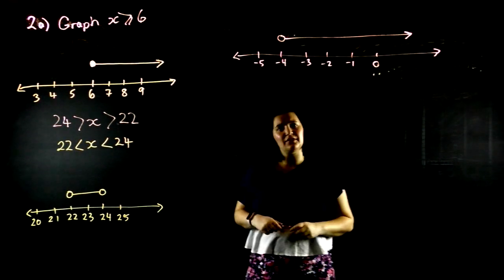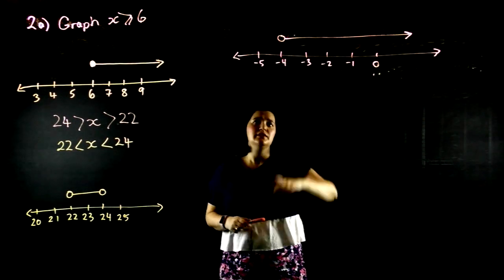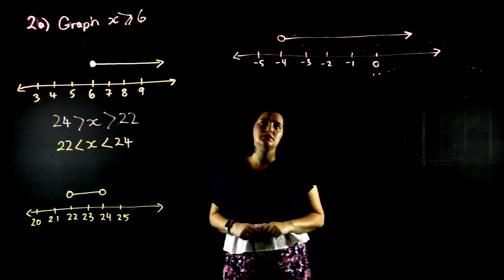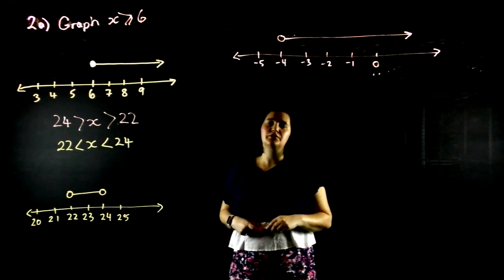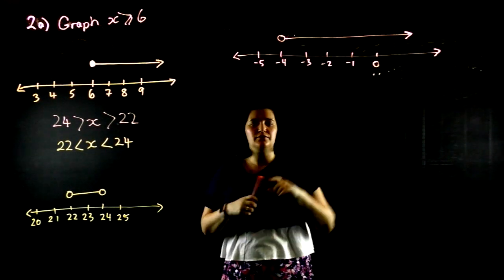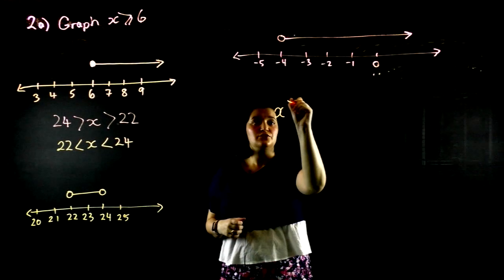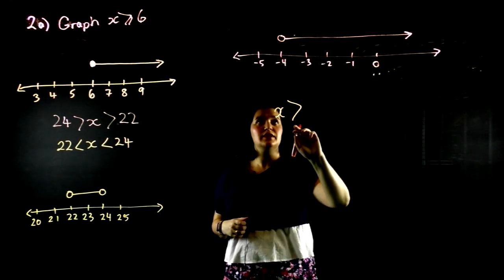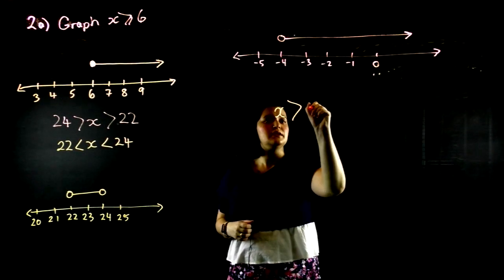We're asked to identify the inequality that's drawn here. So I've got an open circle, so -4 is not included, and I'm going greater than, bigger than -4. So it's x is greater than, not equal to, because it's an open circle, -4.